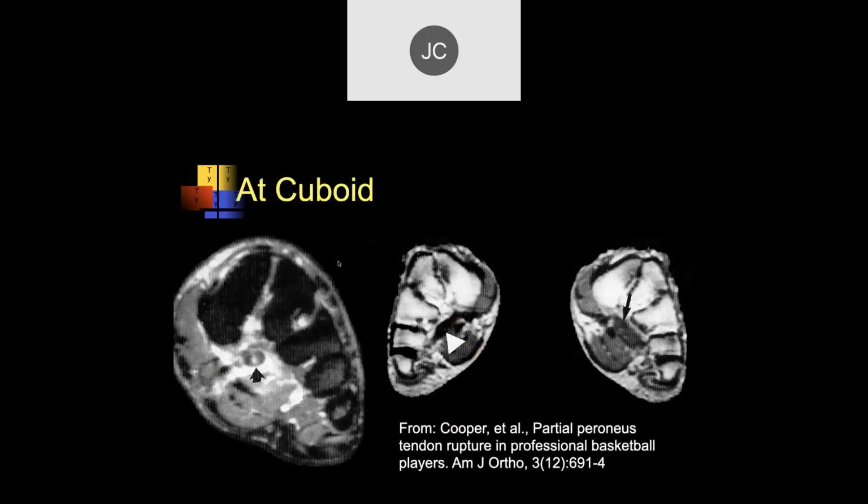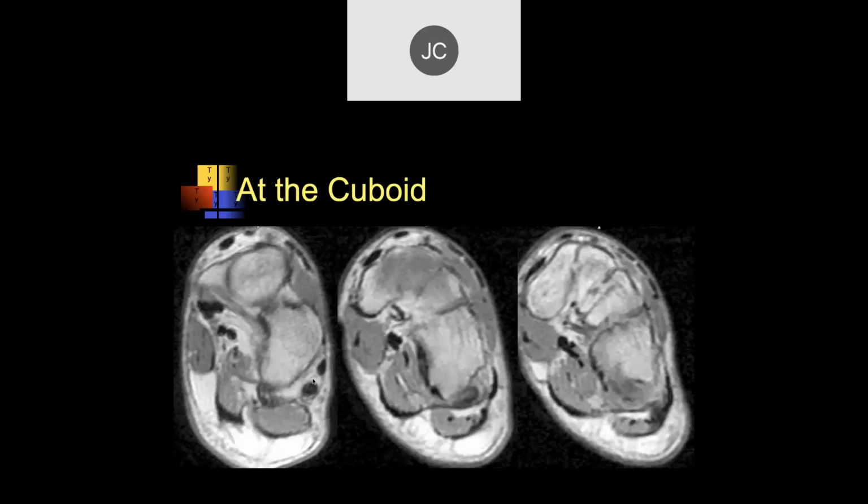And then we can go down to the level of the cuboid and distal to that. And the cuboid is here, the longus comes around here, and you can get edema and tendinopathy in the distal tendon. This is from the literature. So let's see, Helior, what do you think of this?